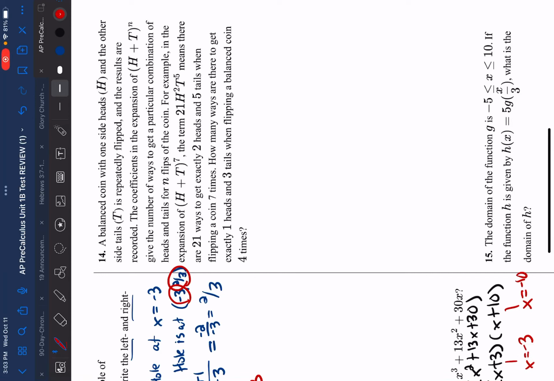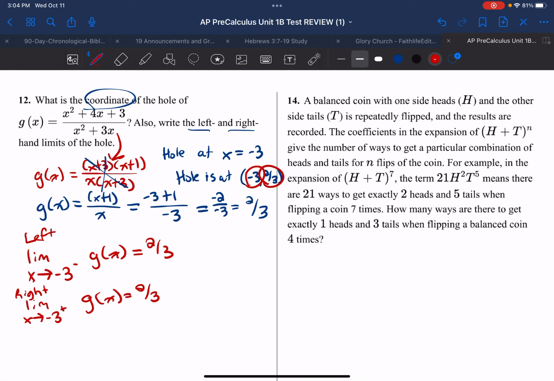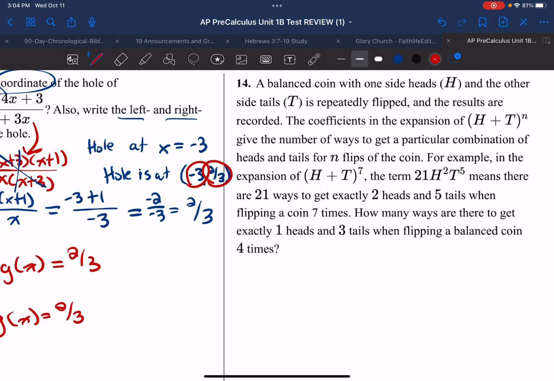Okay, we come back to number 14. So let's go ahead and switch the orientation. There we go. You have the balanced coin with one side heads and the other side tails, and it's repeatedly flipped. And you end up with, let me see, this expression here. And remember, n is the number of flips.